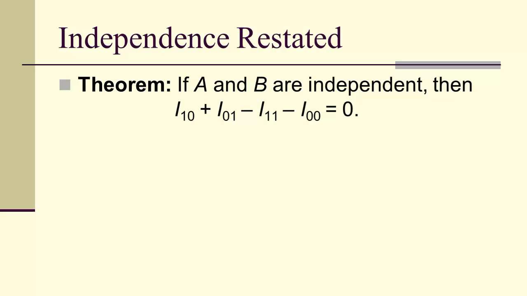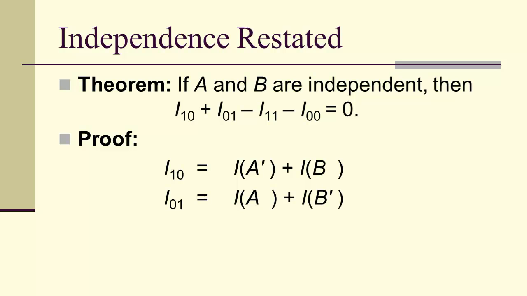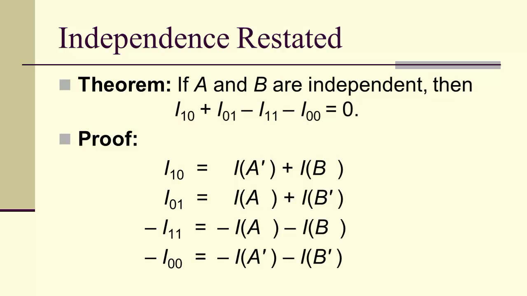And we can use this now to prove a theorem. Very simple idea: I10 plus I01 minus I11 minus I00 is 0. For the proof, you simply write things down like we had on the previous slide, but we're going to subtract the same indexed informations, and we end up with cancellation.